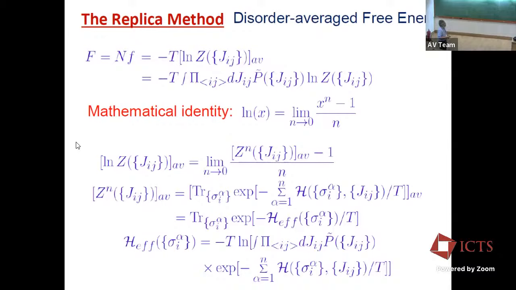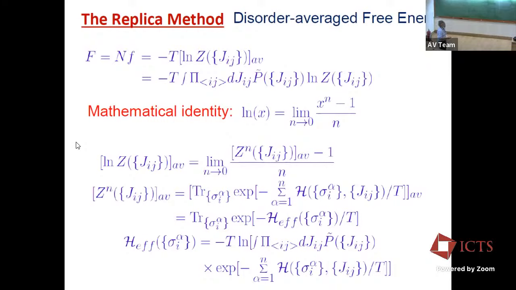One then makes use of this trick. The log of z that is sitting here is written in terms of z to the power n. We have to calculate the average of log z, and this log z is written as z to the n minus 1 divided by n in the limit n going to 0. And one changes that so the averaging over the JIJs is done inside, so z to the n average.